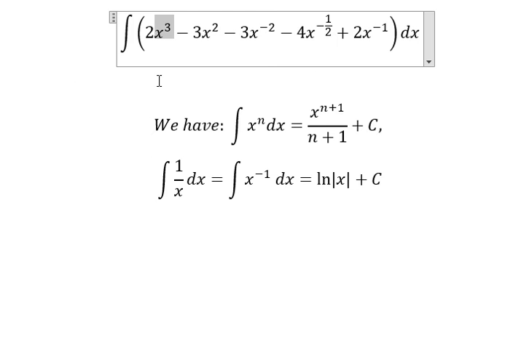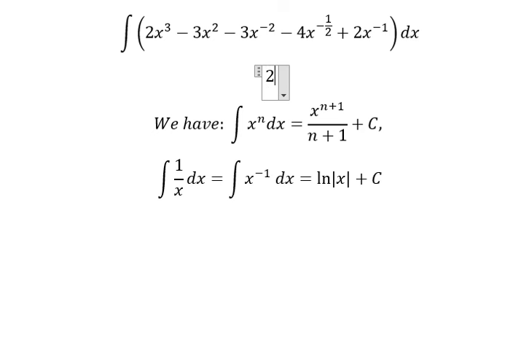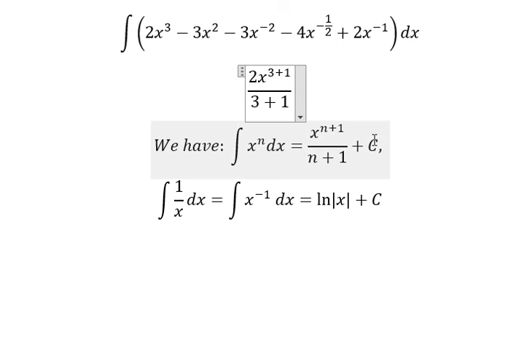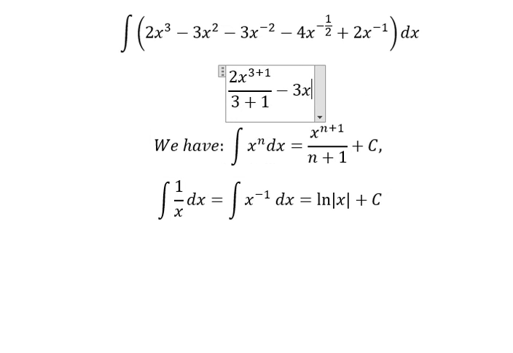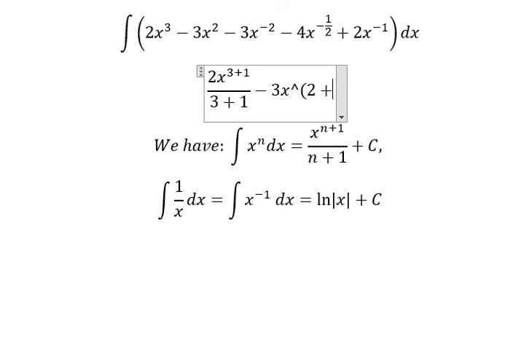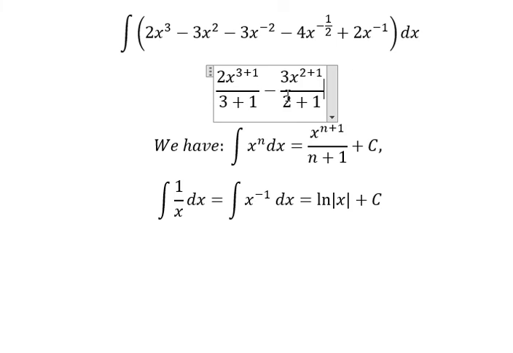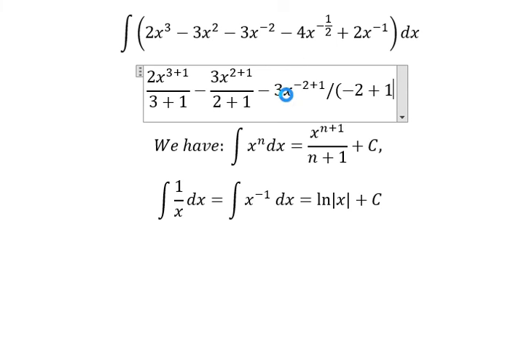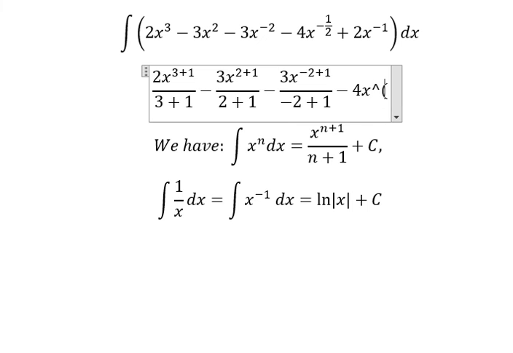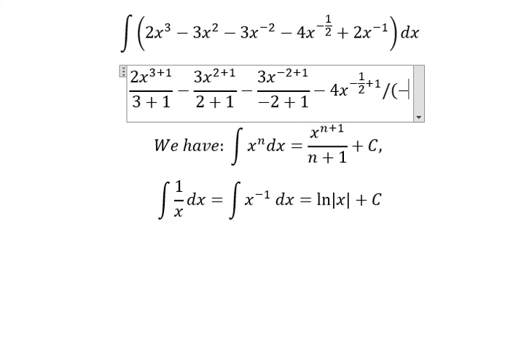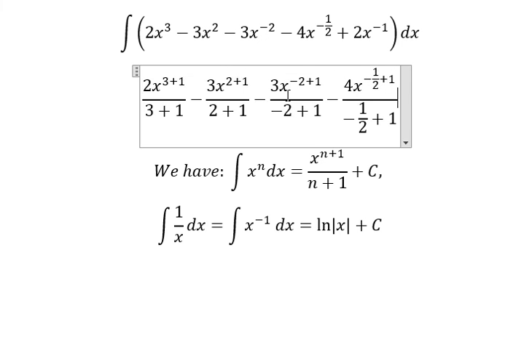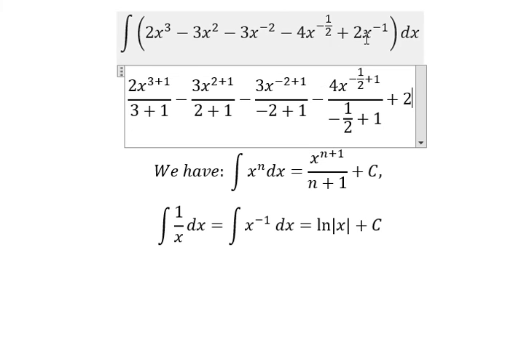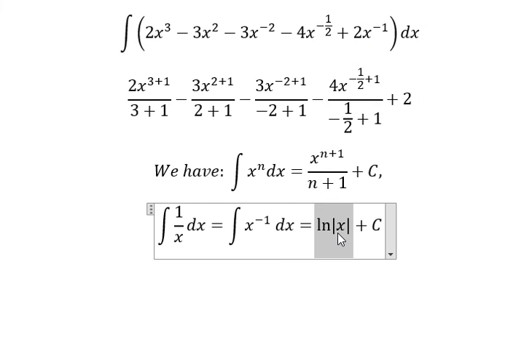So for the first one, we have 3 plus 1 over 3 plus 1. So that is about this one in here. Now we can do similar for the next one. About this one, that is about this one.